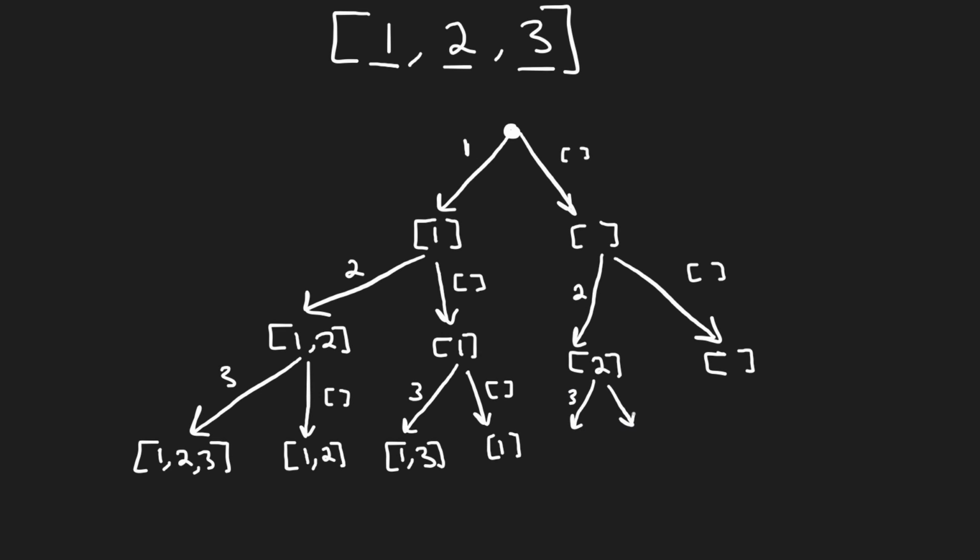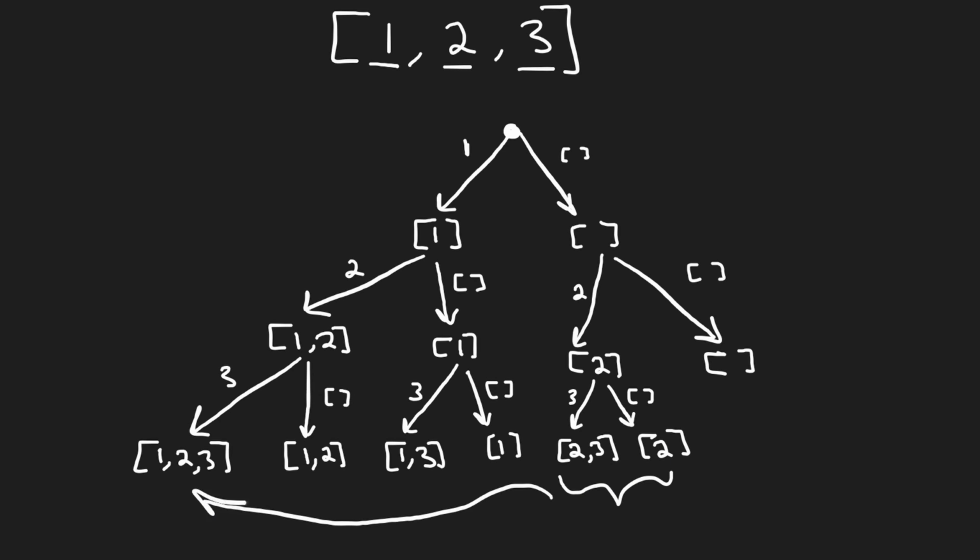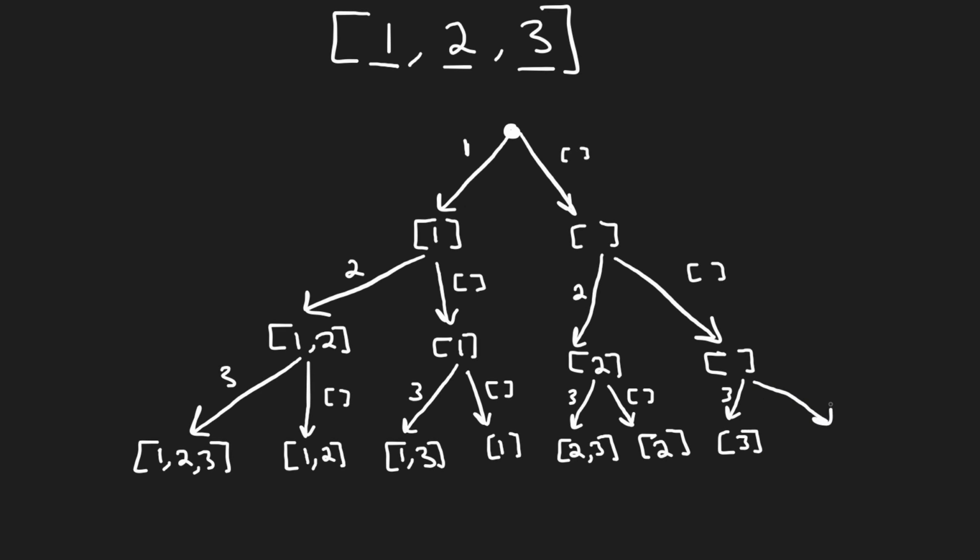Or do I not add 3 to this subset? If I do, I will get 2, 3. If I don't, I will have 2 by itself. And you can see these 2 subsets are different from the subsets over here. These are still unique. And lastly, we can choose to add 3 to the empty subset, or we can choose not to add 3 to the empty subset, in which case we'll get a single empty subset.